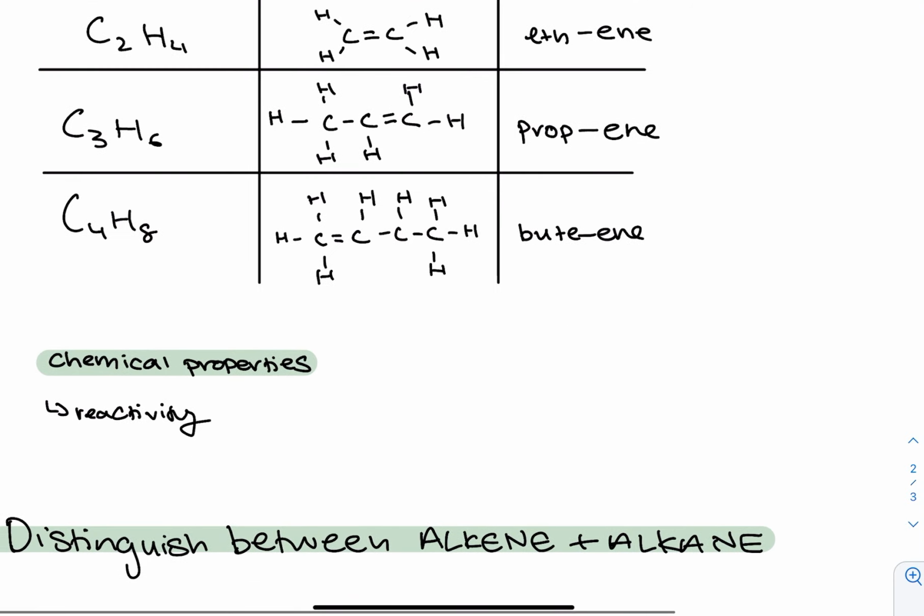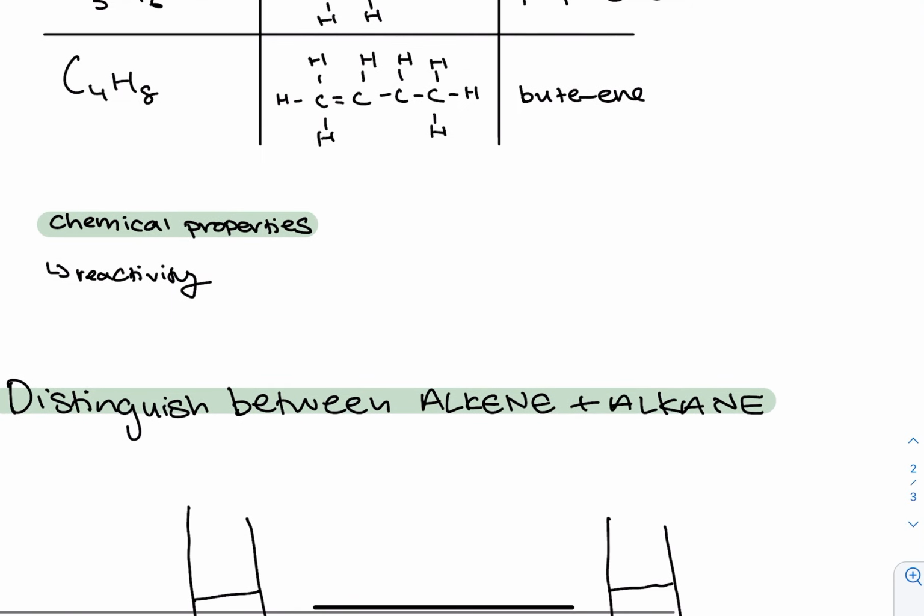So now let's look at the chemical properties. So in terms of reactivity, alkenes are more reactive than alkanes due to the double bond, and this double bond is easier to break apart than the single bond.